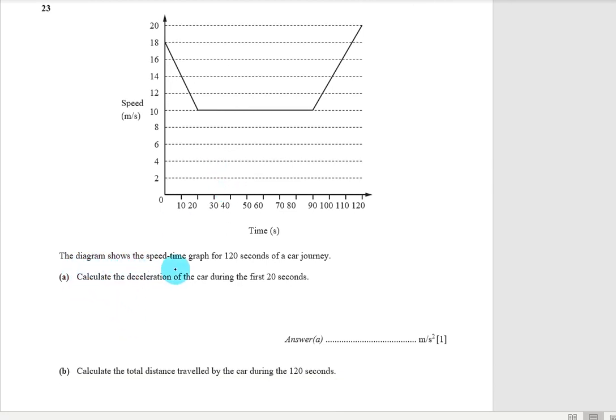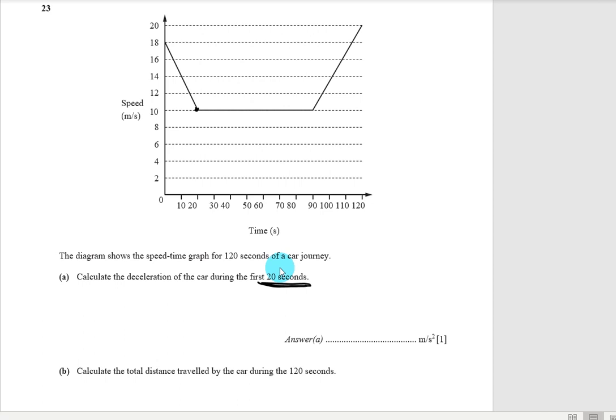Now the diagram shows a speed-time graph of 120 seconds of a car journey. Calculate the acceleration of the car during the first 20 seconds. So what is the first 20 seconds? This is the first 20 seconds. Here is the first 20 seconds. Here we need to find the acceleration.